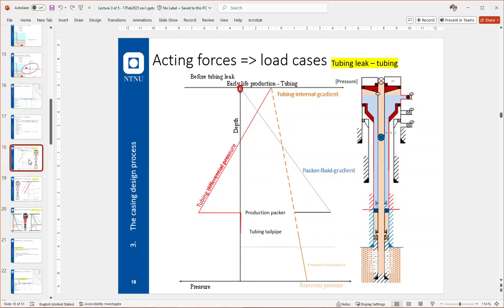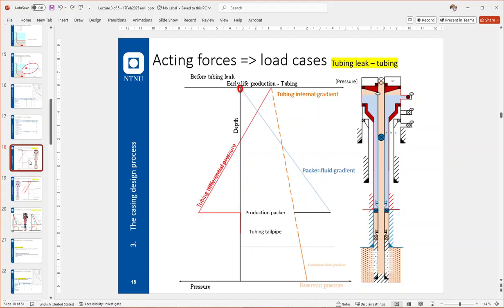For the other casings, very often it's displacement to gas, and as I promised earlier, we will go through that load case in parts later. For now, let's look at the tubing, how it is influenced by tubing leak.